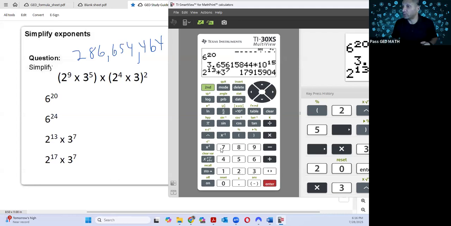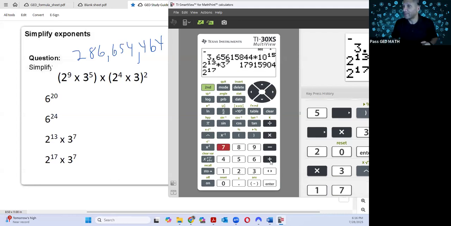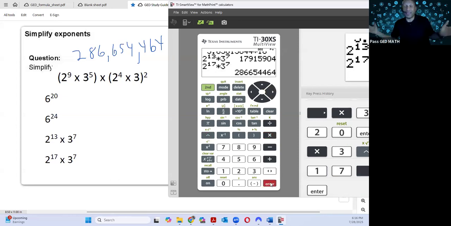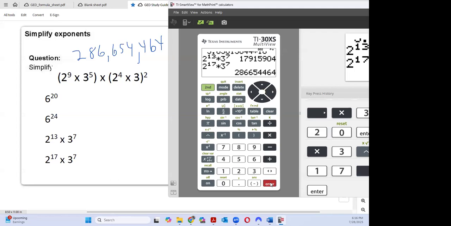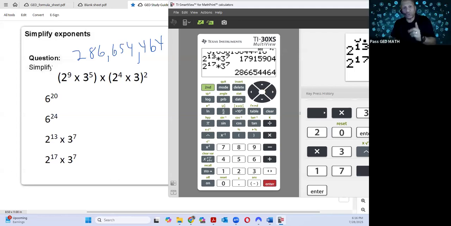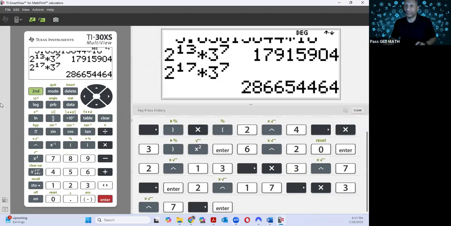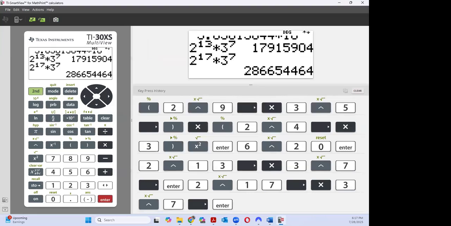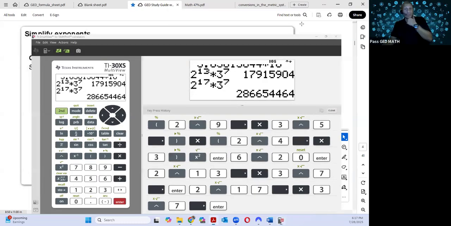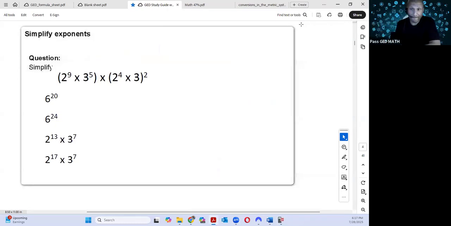Then I went to the last multiple choice, 2 to the 17th times 3 to the 7th, and I got the same answer. And that's what I did, Mr. Tinsley. So again, remember, there's more than one way to skin a cat. One thing about multiple choice, you know one of the choices is the answer. So when in doubt, plug it in. Okay? So that's exponents. You're going to have one like that.